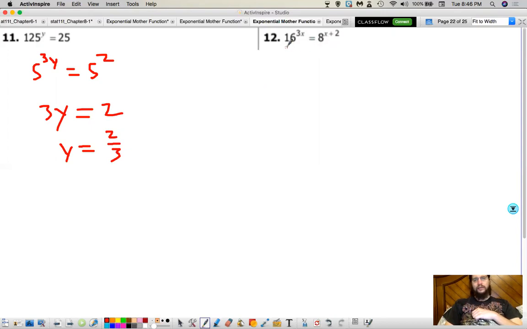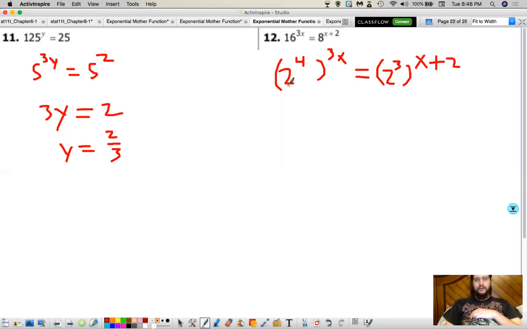Now, you might be tempted to say, oh, 8 squared is 16, right? No, it's not. 8 times 2 is 16. So we have to write both of these as powers of 2. We can't write 8 as a power of 4. We can't write 16 as a power of 8. We got to go down, down, down. That's 2 to the 4th to 3x equals 2 to the 3rd, 3x plus 2.